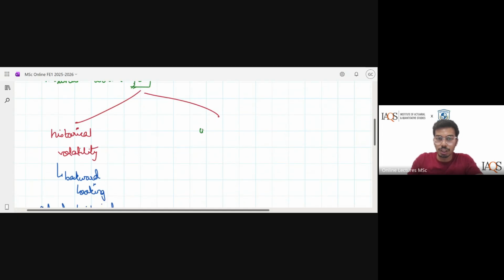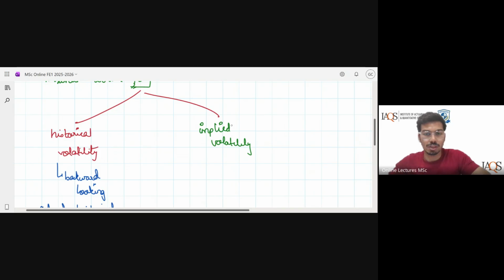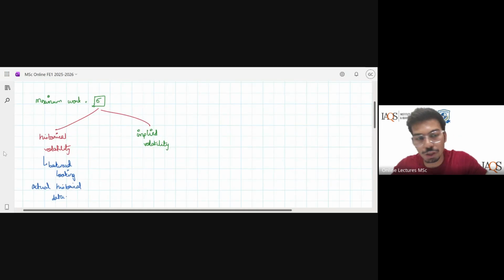The next kind of volatility is called implied volatility, and this is what is practically used. The other kind of volatility computation is implied volatility. Now, let's see how this is computed. This is what is practically used. This is what is practically computed.